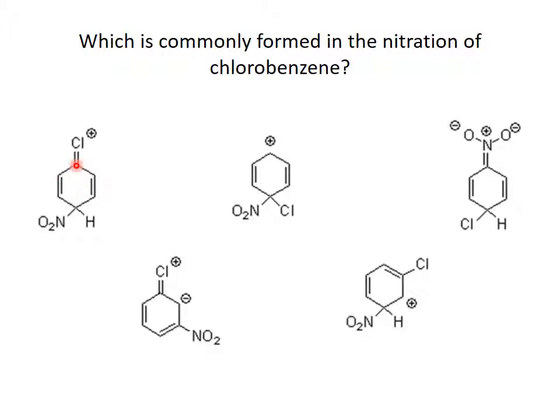Now, if I look at chlorine, chlorine is a deactivating substituent, but it's an ortho-para director. Here, the substituent is para. Here, the substituent is meta. The meta direction is not going to occur with chlorine, so the correct answer is this intermediate.